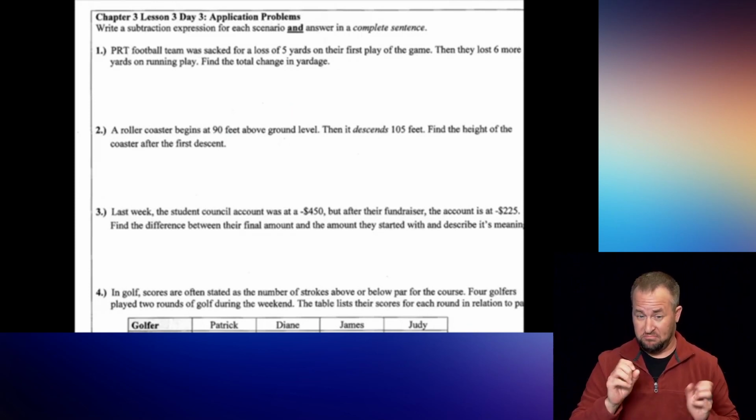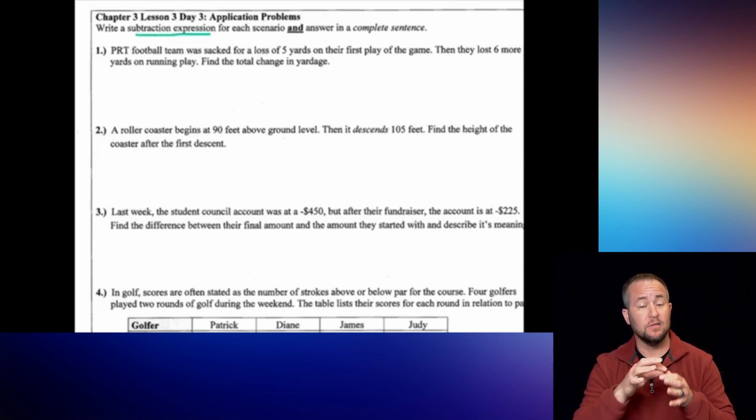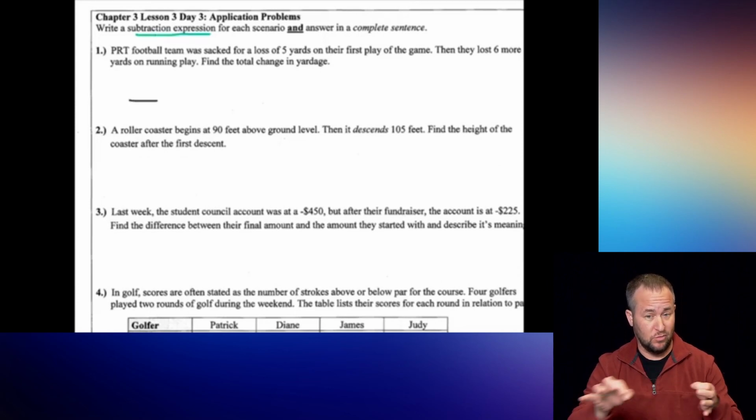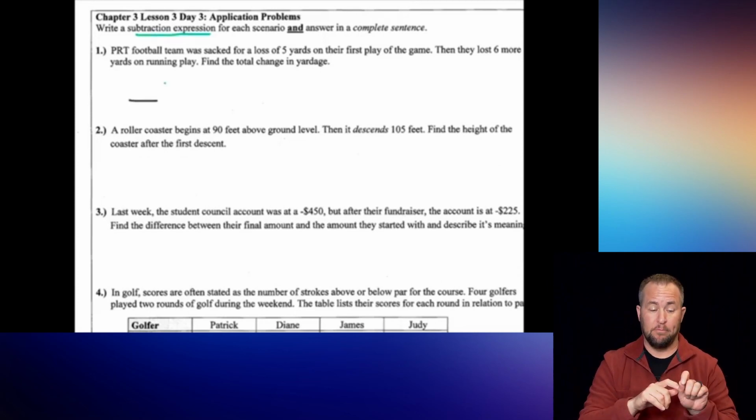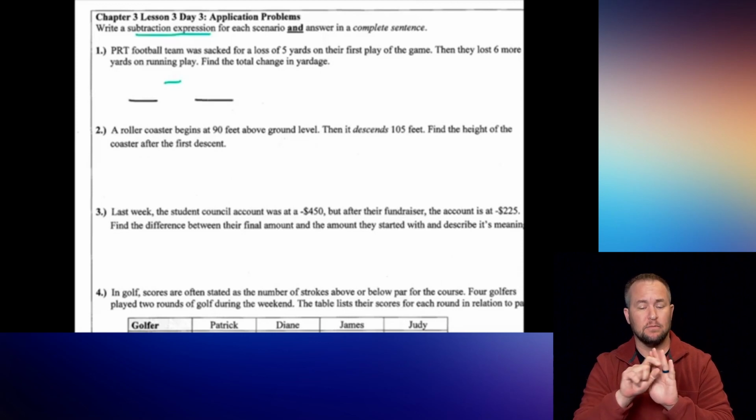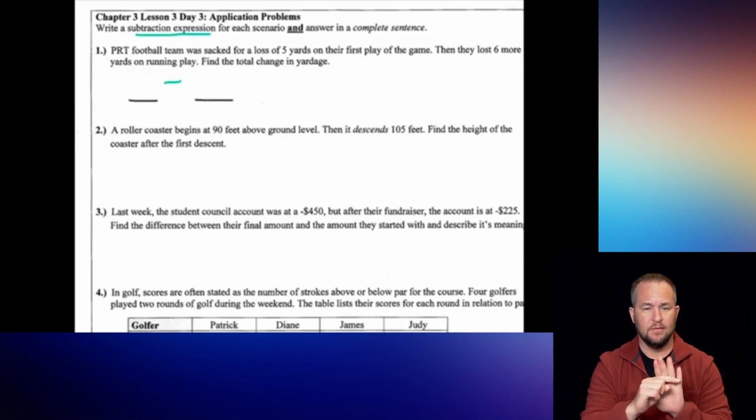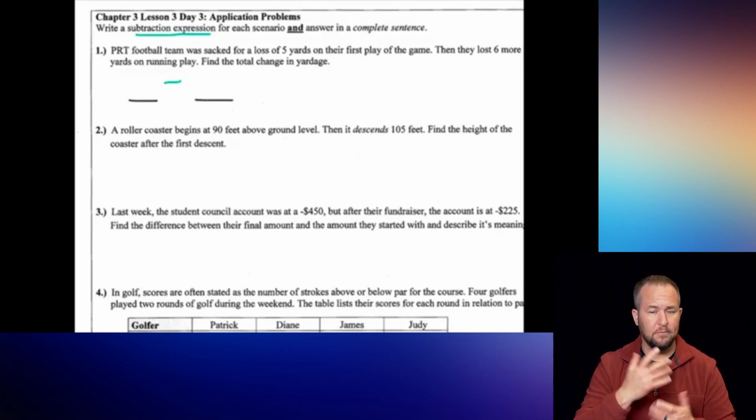So it does say write the subtraction expression. So very similar to how we started the other day. I had a blank, only now we're going to have a minus sign in between these two terms. So I'm going to go ahead and set up my subtraction expression, and then we need to simplify it and answer it in a complete sentence.